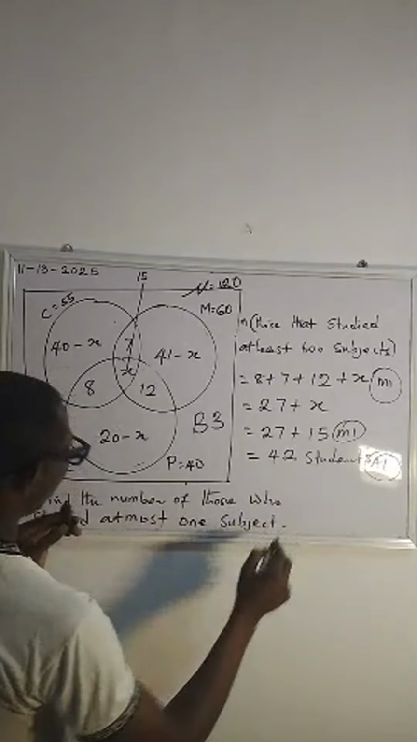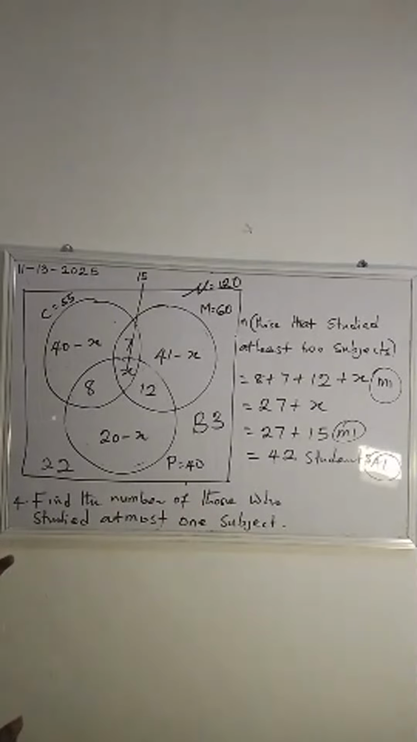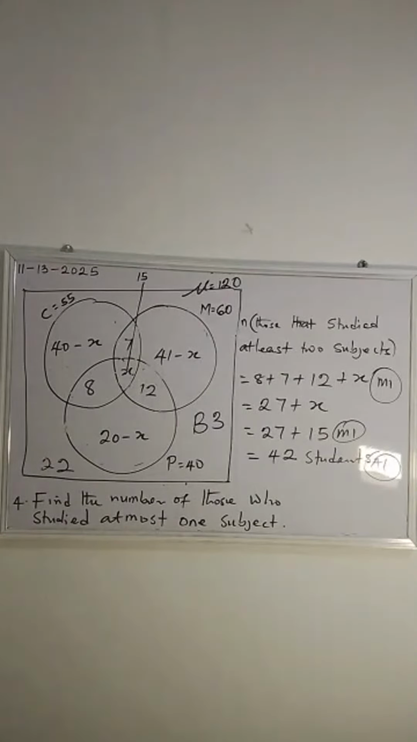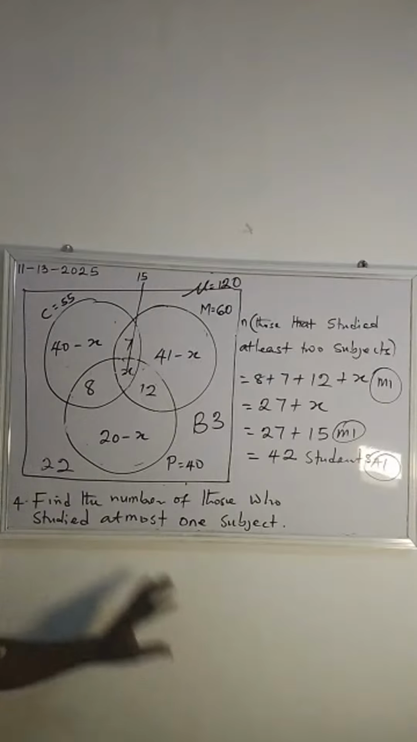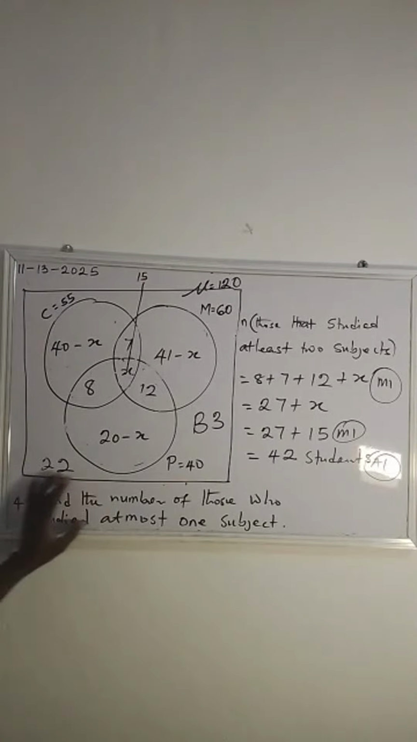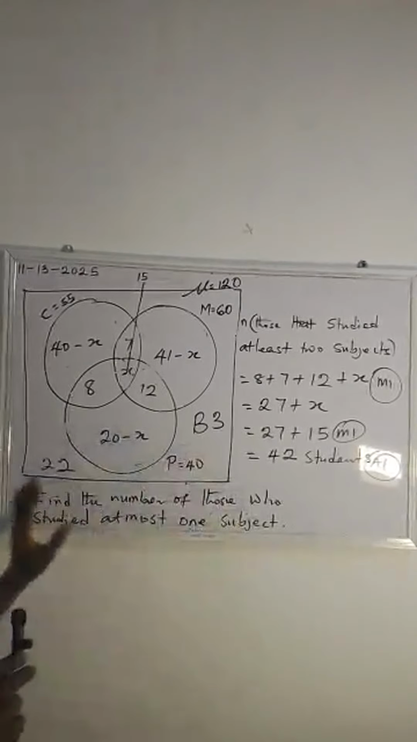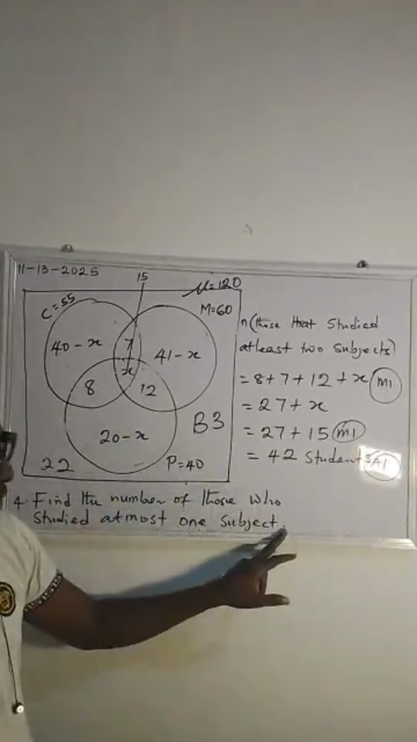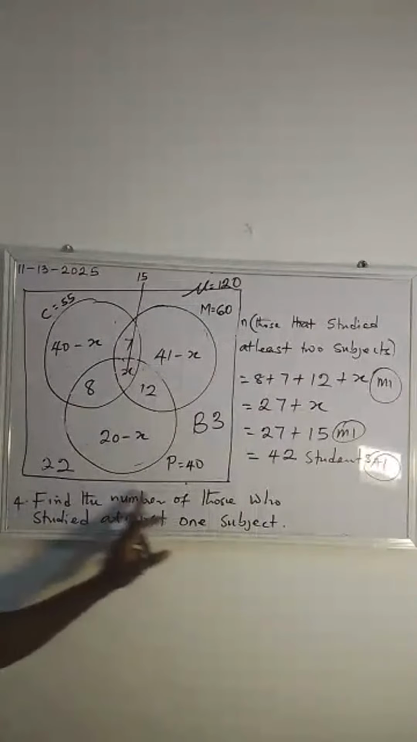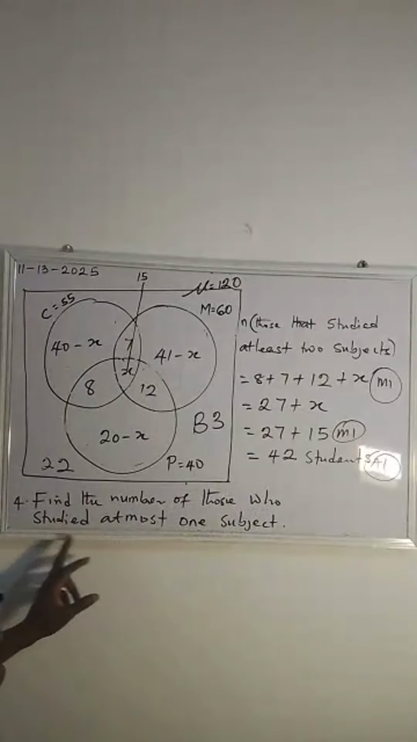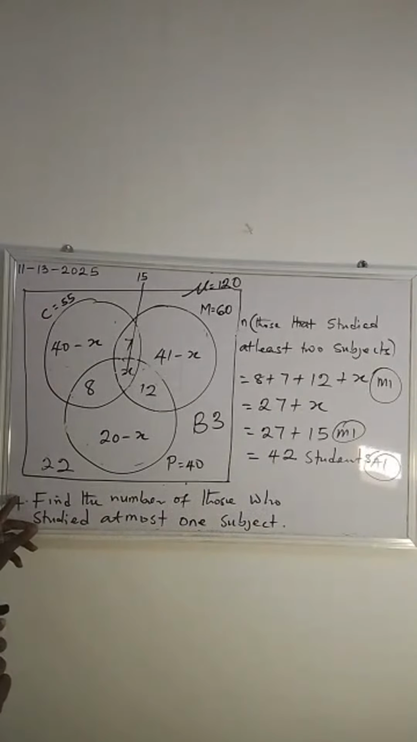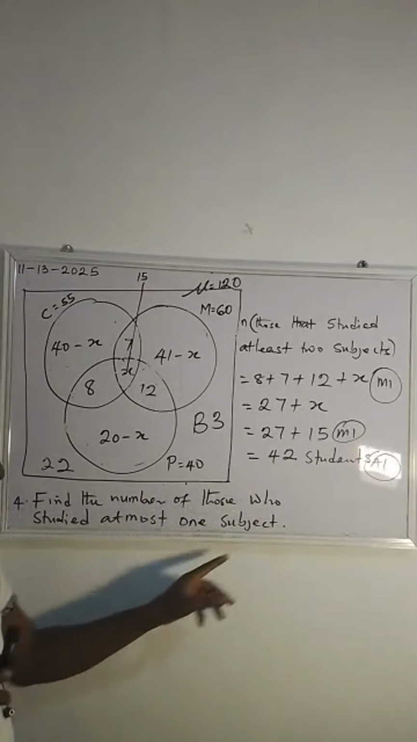At most one subject. Find the number of those who study at most one subject. I expect you now to get this so you can relate that together. So now let me see your results for this. Let's try it. Don't be discouraged that you missed the other one. So make an attempt. Let me see what you're going to have here.